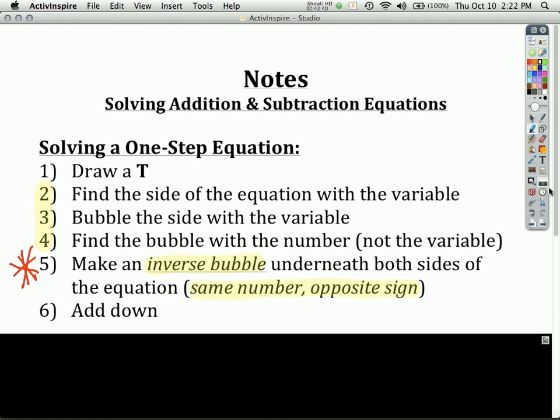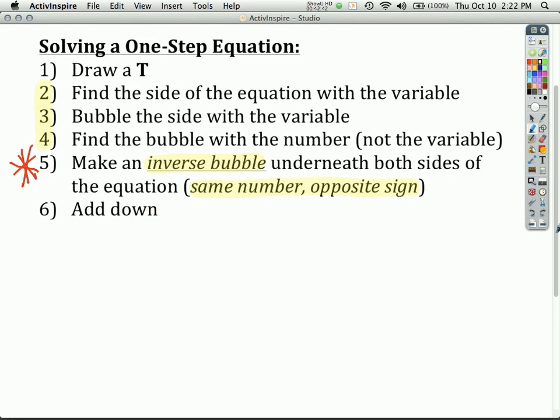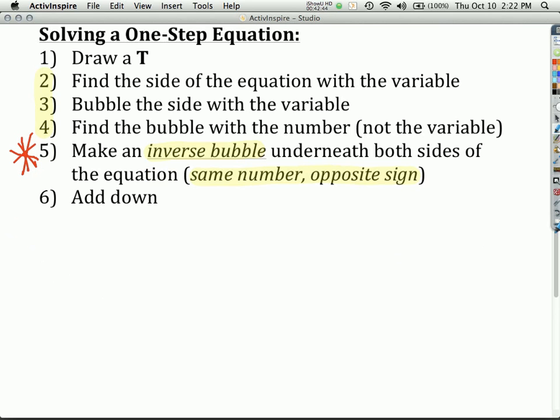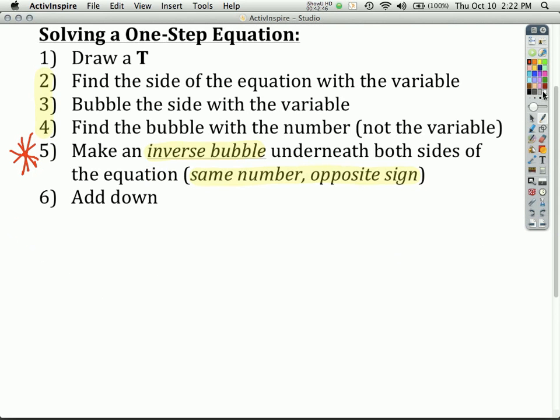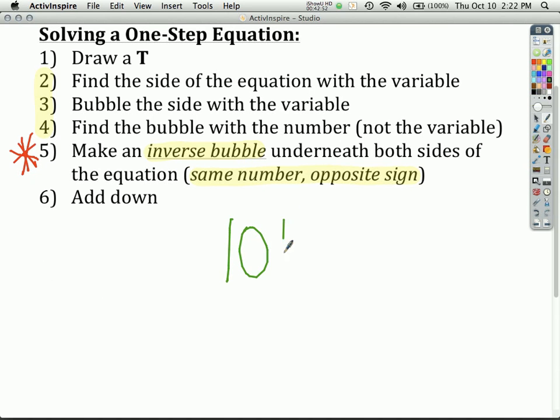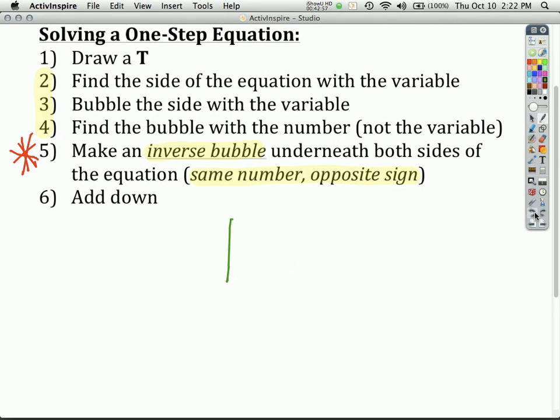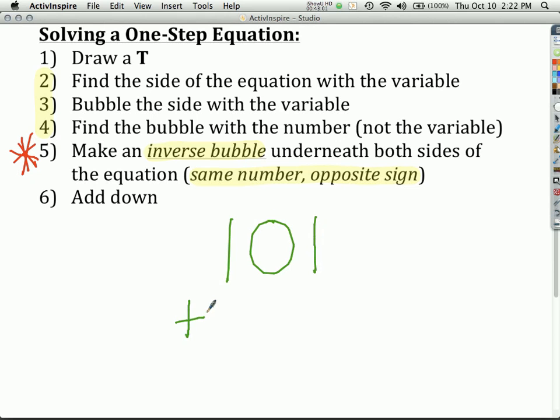So now I want to talk about adding down before we apply all of this to an equation. When you were in elementary school, you learned something like this: 101 plus 28. You learned to add like this.